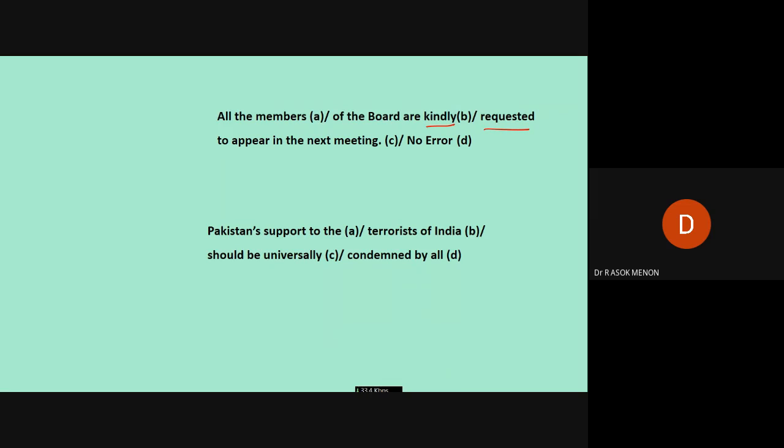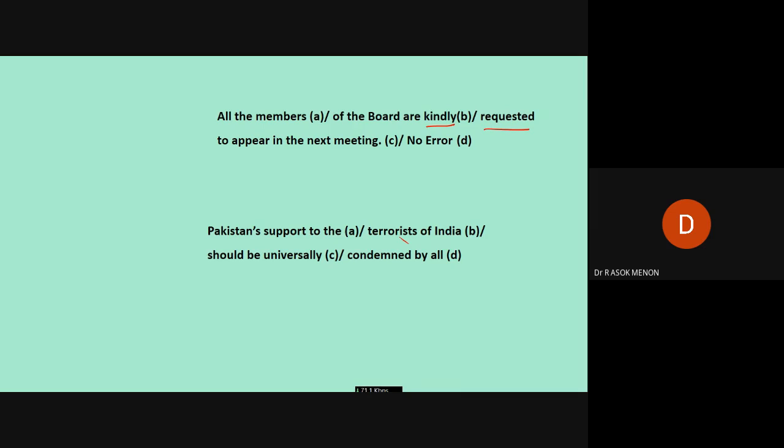Then, Pakistan's support to the terrorists of India should be universally condemned by all. This is also an interesting question. D. Should condemn. Pravalika Mambali says it is condemned.